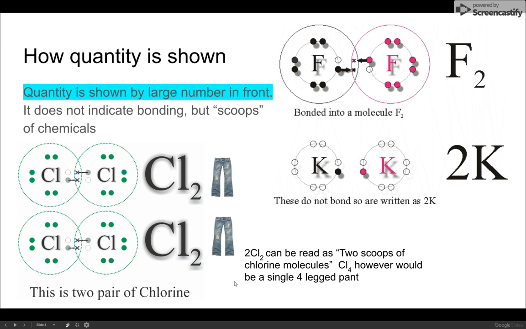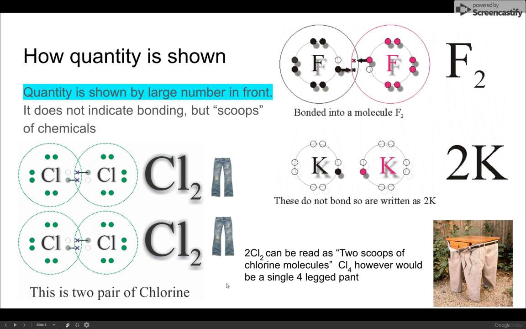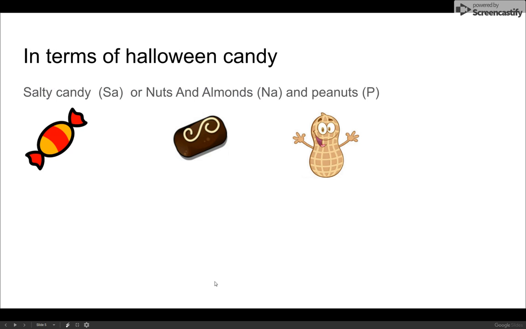You don't write Cl4 because that would be like a single pant with four legs, something weird like this. It's like some sort of modern art statement about like the British involvement in the Falklands or something. No, one pair of pants doesn't have four legs. This is two pair of pants, two pair of chlorines.